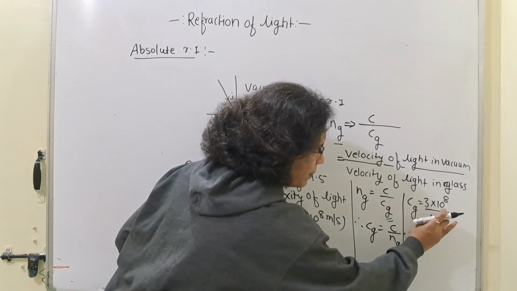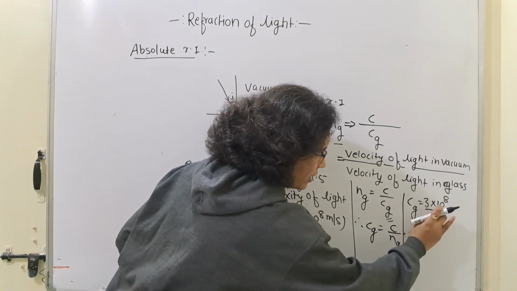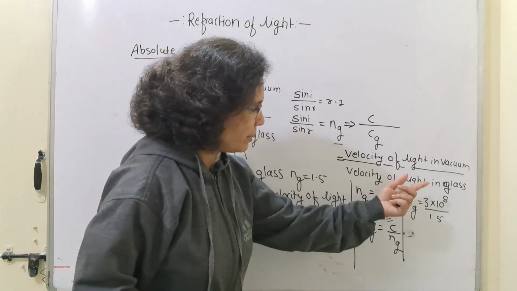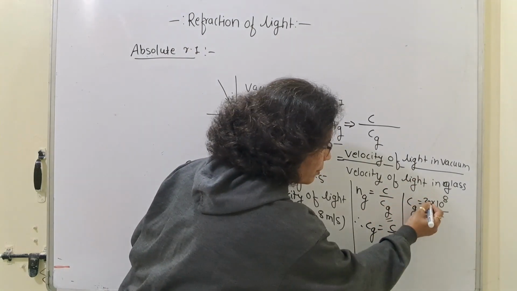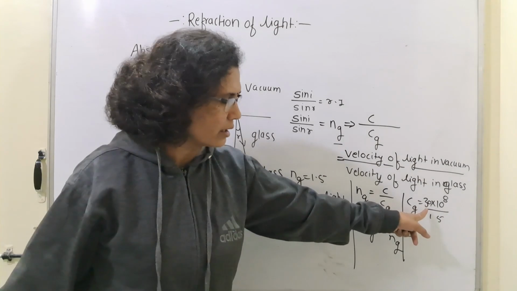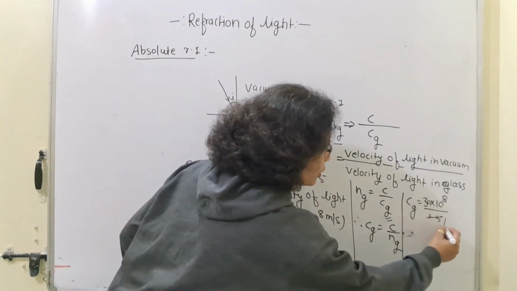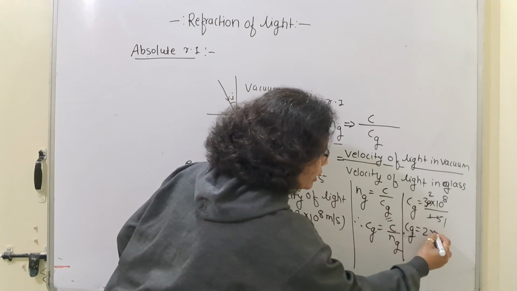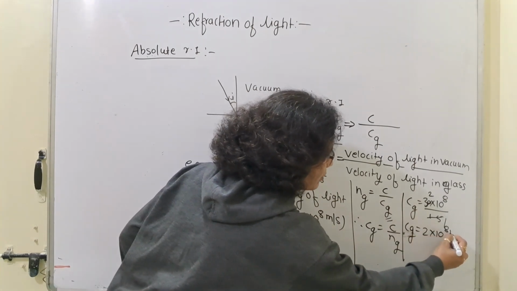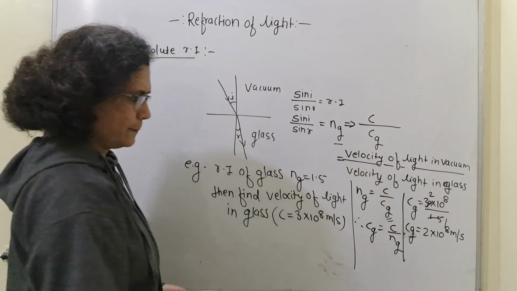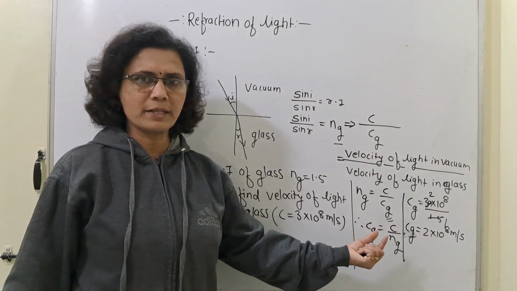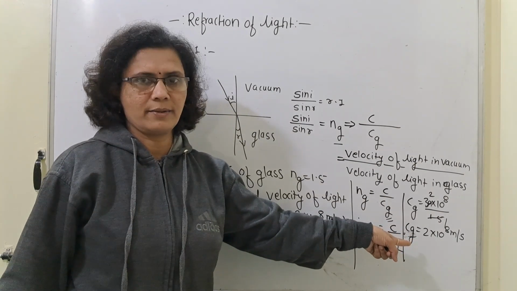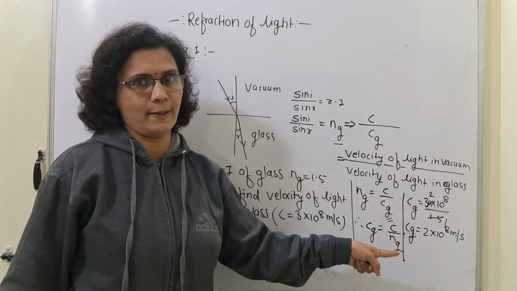If I remove this decimal point, I have to multiply the denominator by 10, so I will multiply the numerator also by 10. Therefore it will be 30 here. 15 2s are 30. So Cg will be 2 into 10 raised to 8 meter per second. This is the velocity of light in glass medium.